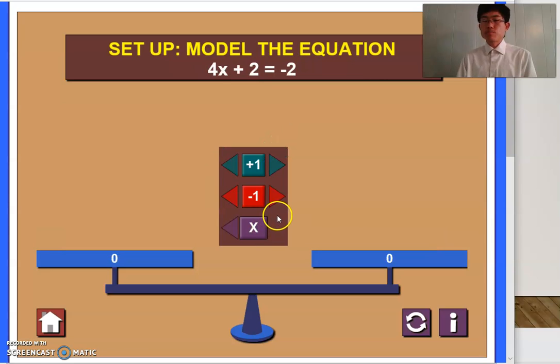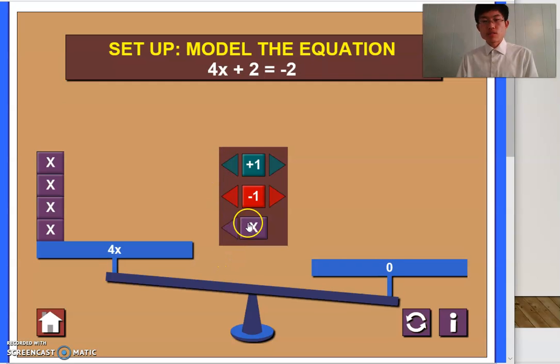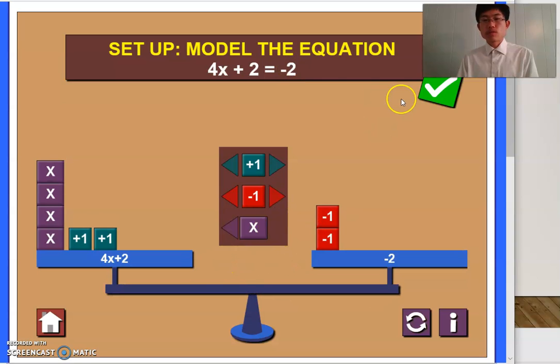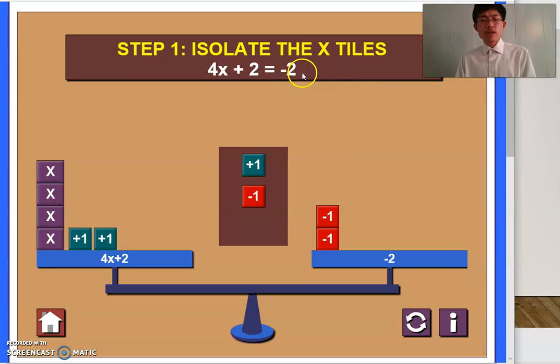Right, let's take a look at the two-step equations. I'm going to do it pretty quickly. Model the equation just like before, 4x. Now, this one is a little different. You have 4 in front of the x. That means I have 4 x tiles. Then I have +2, and then -2 on the right. Now it's equal. Check.